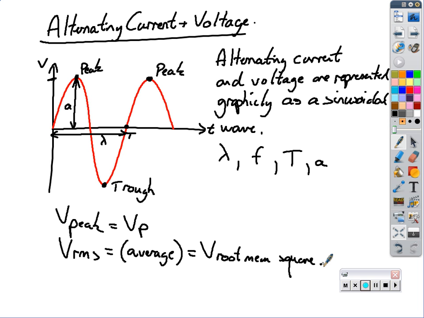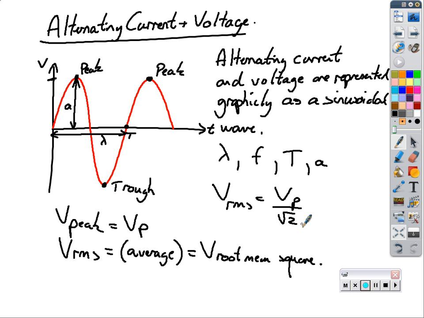Now the root mean square value is the kind of average, and to link these two together, there's a formula which you're given in the exam: VRMS equals V peak over root 2. Given V peak, you can know VRMS. Given VRMS, you can get V peak.